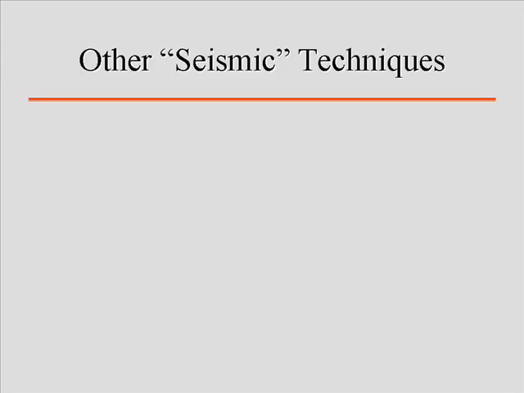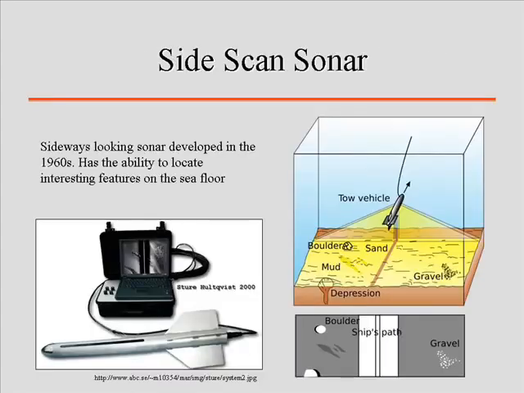Now, let's start with those other seismic techniques, because I was going to tell you about marine and terrestrial techniques, but didn't have a chance to. Let's talk about some of the other things that are really kind of interesting. I did mention a couple of them. Let me show you how they all work. One of the most interesting types of techniques we have is something called side-scan sonar.